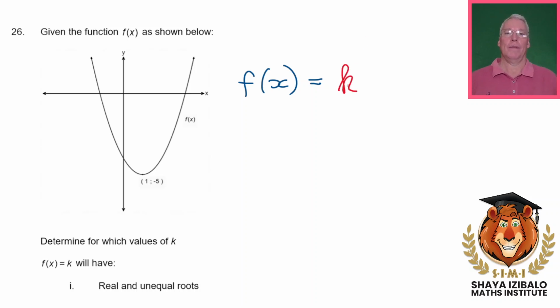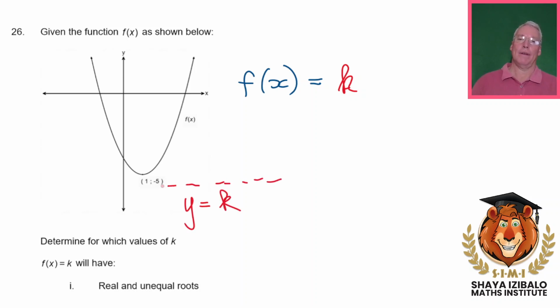So I've written that k in red for a reason. Think about the line y equals k. Y equals k is a horizontal line. And we are asking about this graph equaling this graph. We're asking about the parabola and this horizontal line. And when will we have real and unequal roots? In other words, when will those graphs intersect one another at 2 different values?